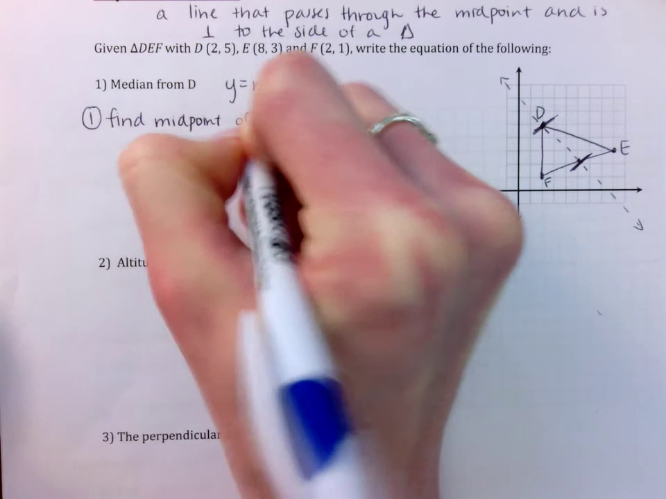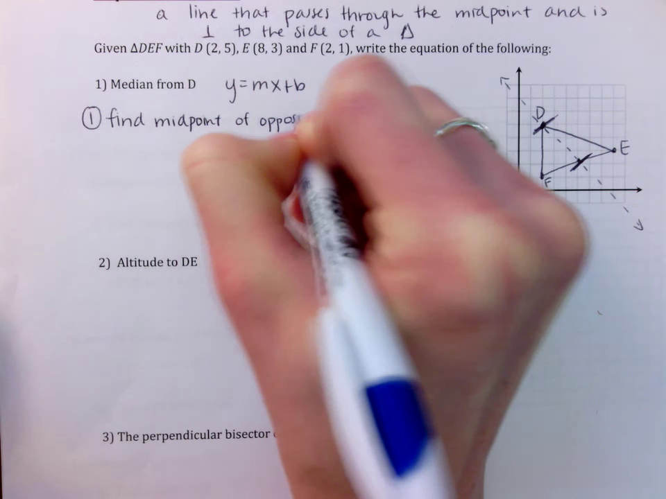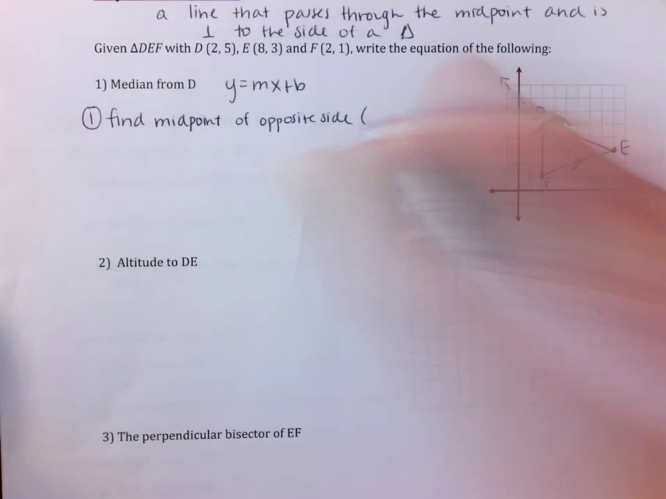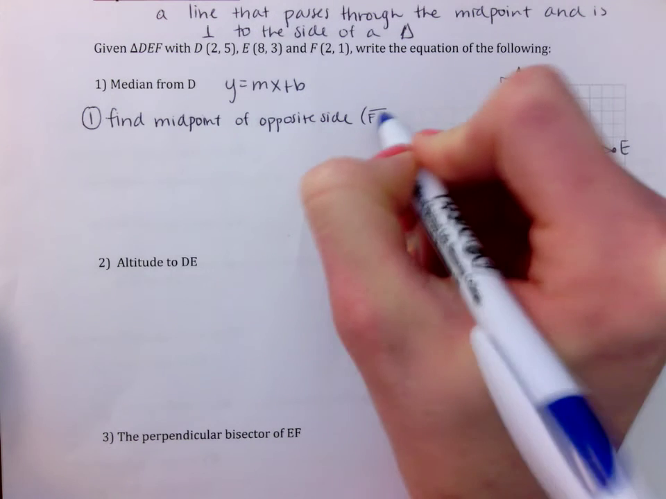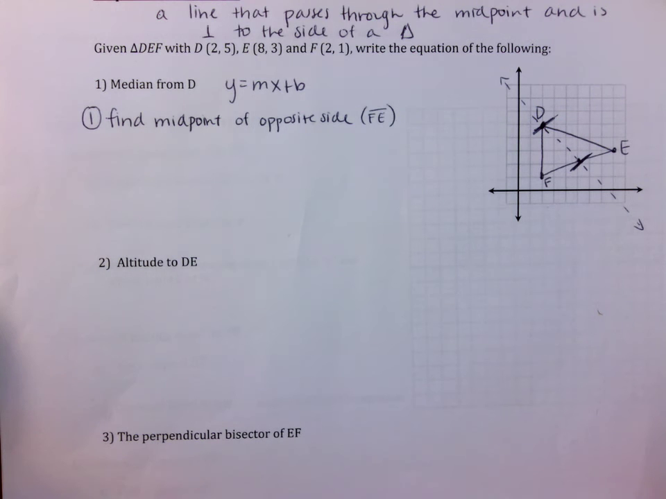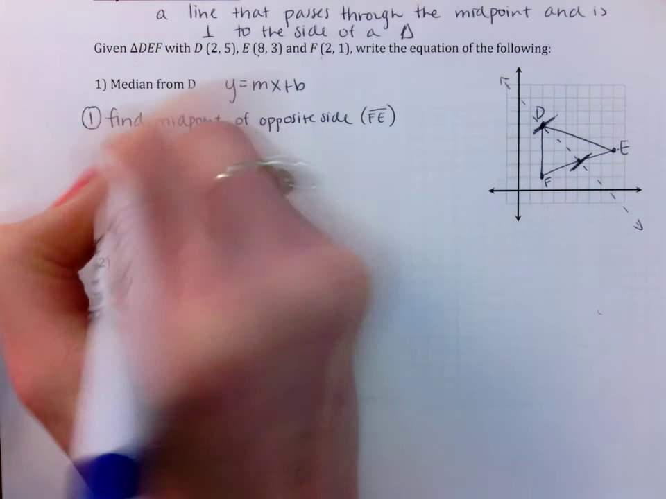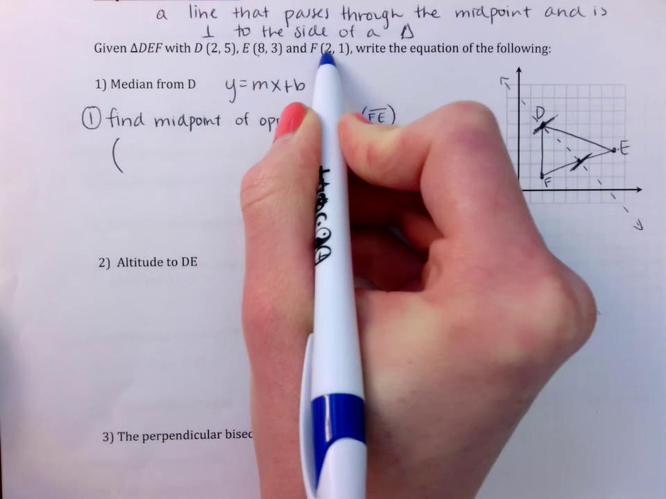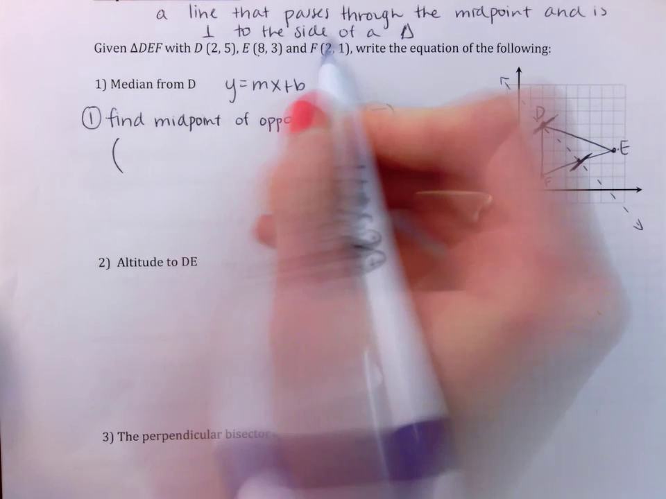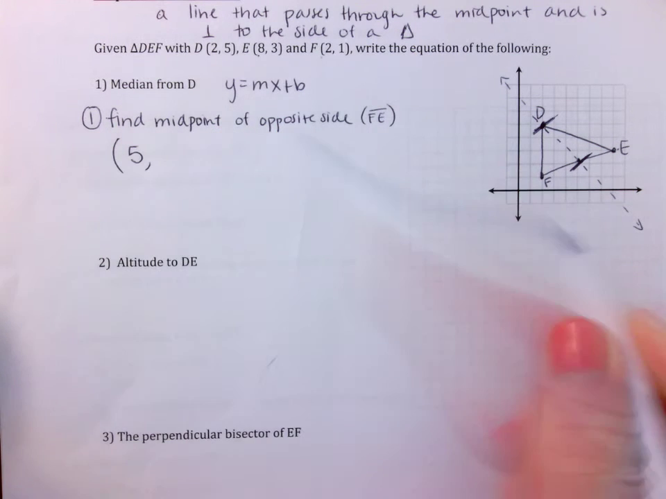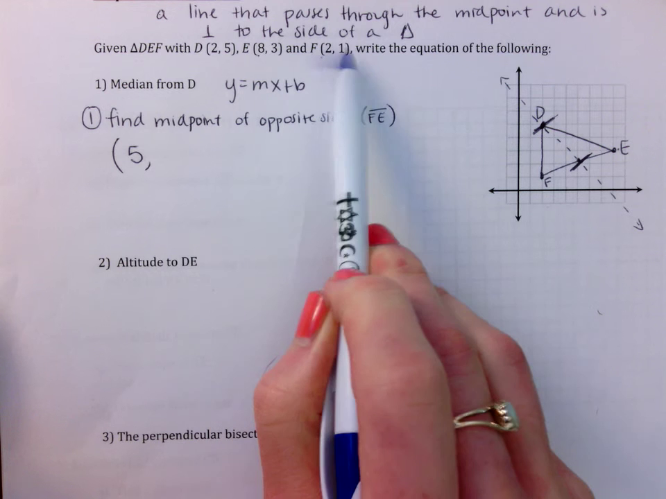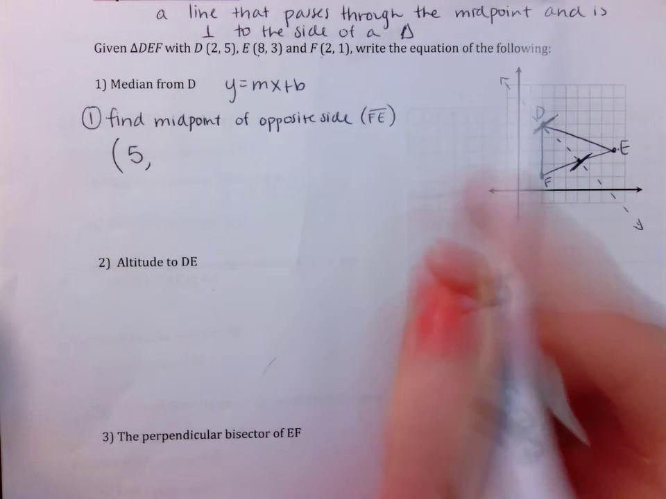midpoint of opposite side, and that is FE. So we need to find the midpoint of FE. If you remember the midpoint formula, it's simply averaging the two coordinates of your segment. So if we were to average EF, we're going to get 8 plus 2 divided by 2 is 5, and then 3 plus 1 is 4 divided by 2 is 2.